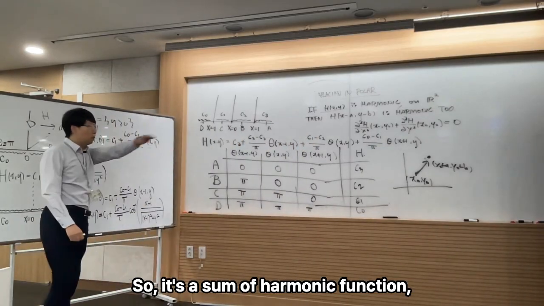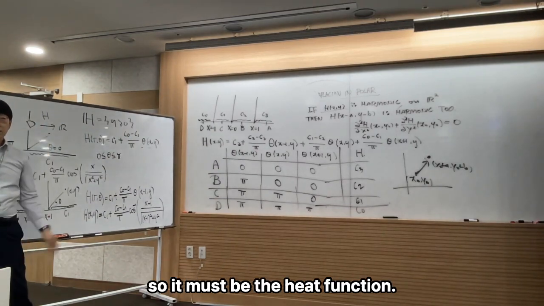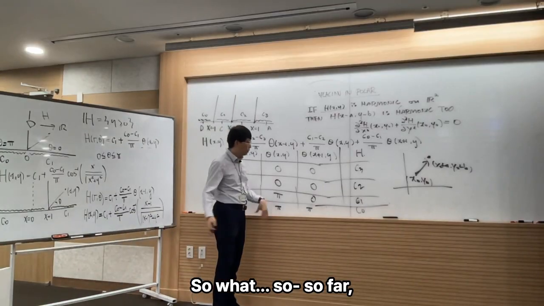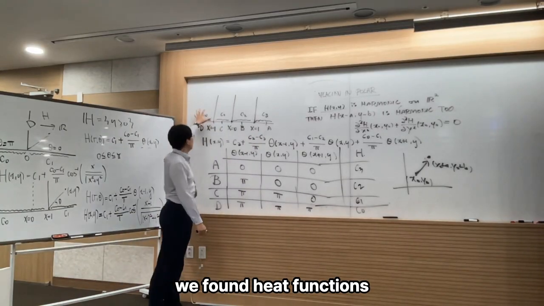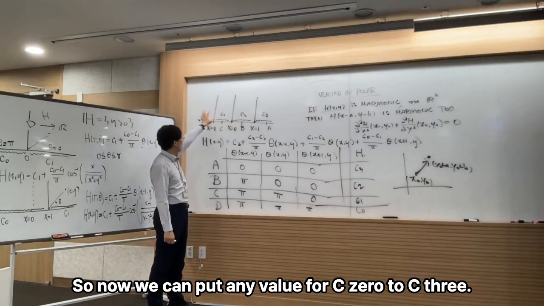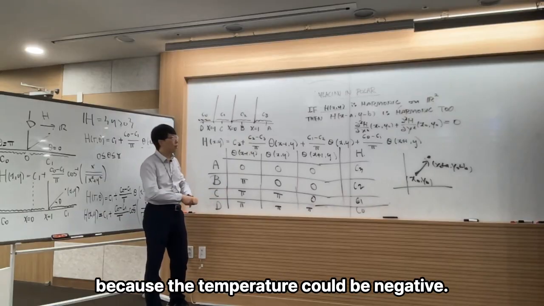So it's a sum of harmonic functions. Therefore, the entire function is harmonic. So it must be the heat function. So far, we found a heat function that satisfies this boundary condition. Now we can put any value for C0 to C3. It could be negative or positive because the temperature could be negative.